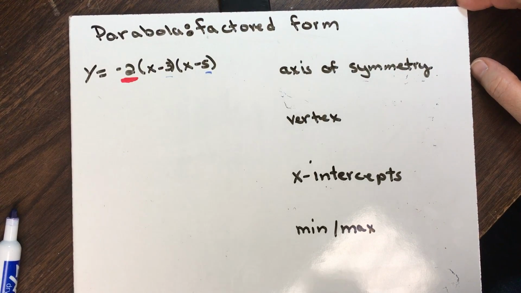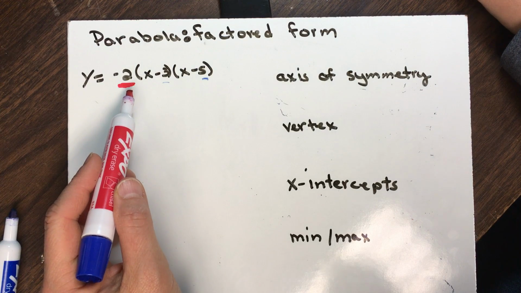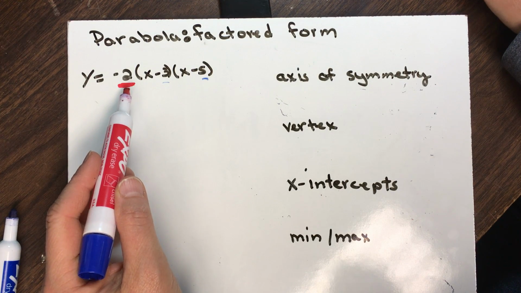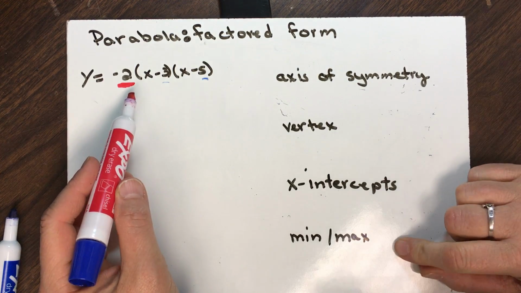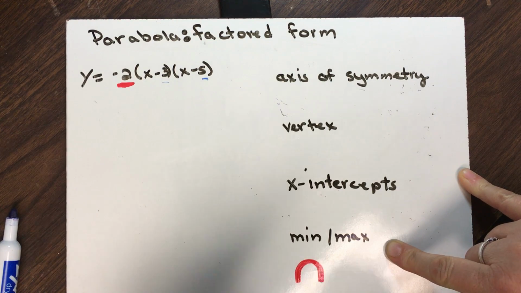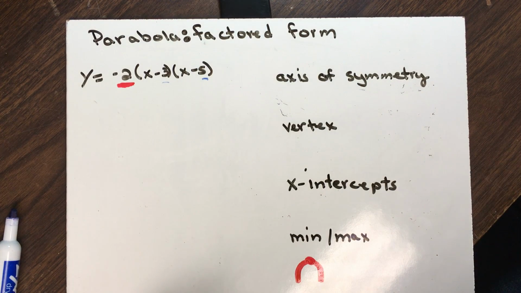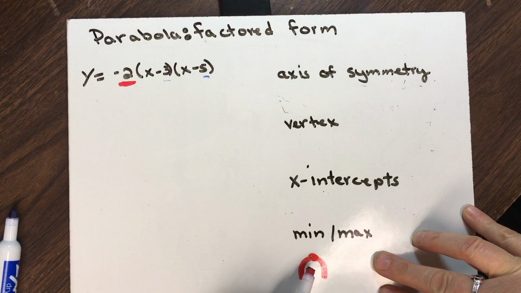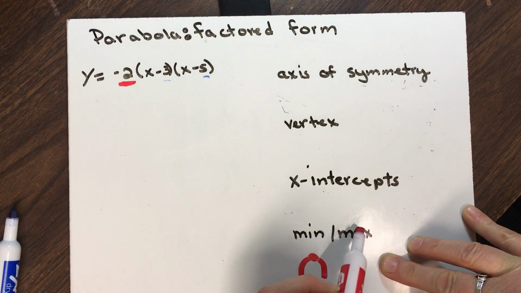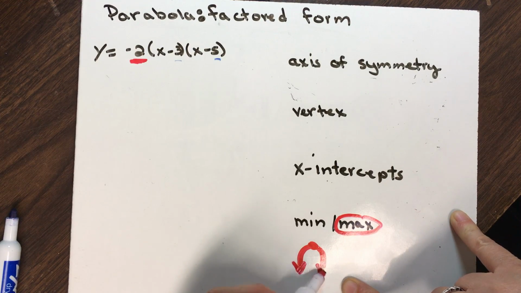All right, let's take a look at the factored form. In this equation, I've already underlined our a value, and our a value gives us whether it's a minimum or maximum. So this is a negative, which means that it's going upside down, which means that our vertex is right here. When our vertex is right there, that means that that is our maximum value, because all the other ones are going down.